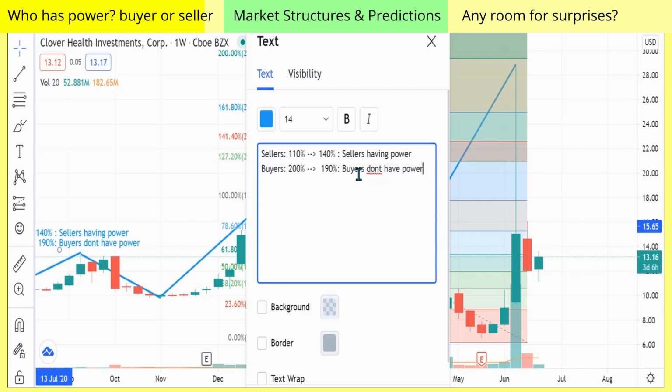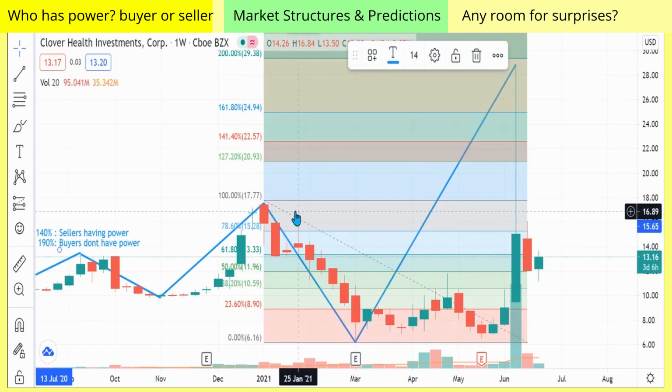Okay, they don't have power. So looking at these two, the sellers have power, the buyers don't have power. So who won? Basically, we are predicting that in the upcoming move, the sellers will have more power to sell down, because we found out the buyers don't have that much power, but the sellers have more power. So that is the conclusion for this first part. The sellers are going to have more power. Okay, now we're going to go to the next part.